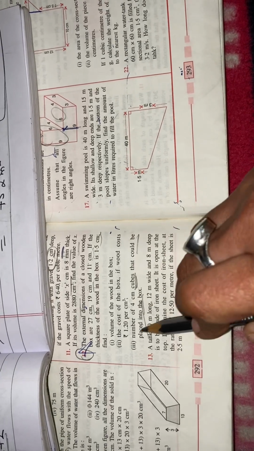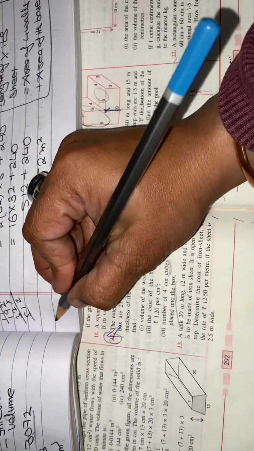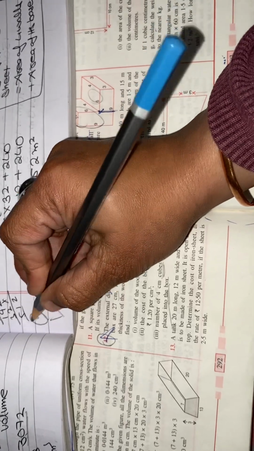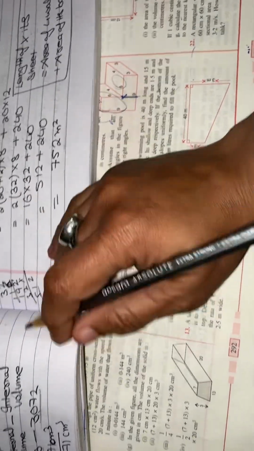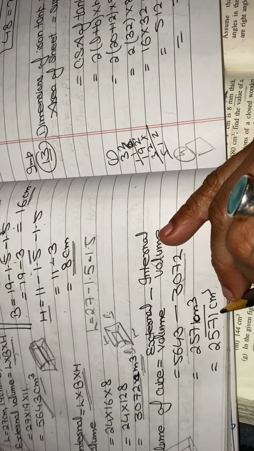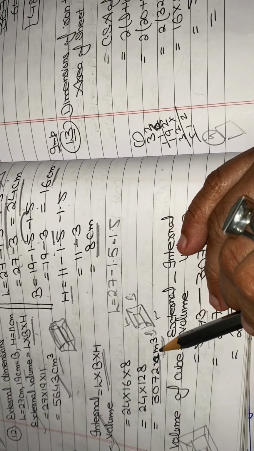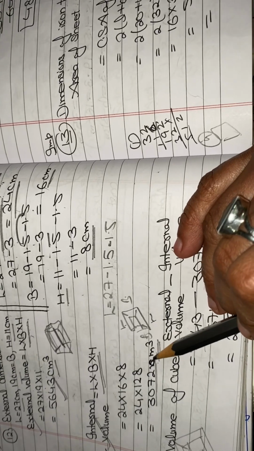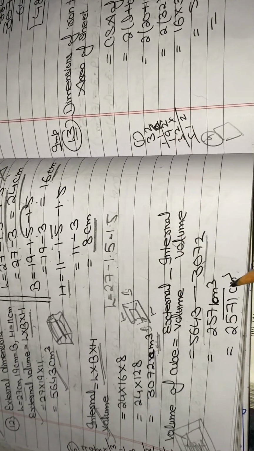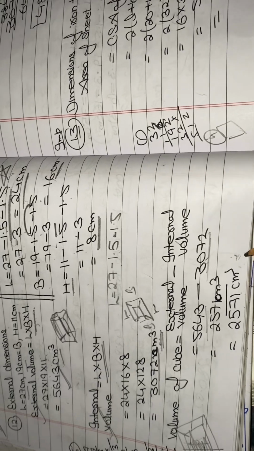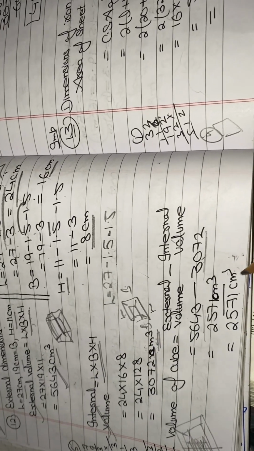Now the third point is they are asking the number of 4 centimeter cubes that could be placed into the box. Means we have a cube whose side is 4 centimeter, and how many cubes can be put in the box whose internal volume is 3072. It's the volume of the box, not that one.